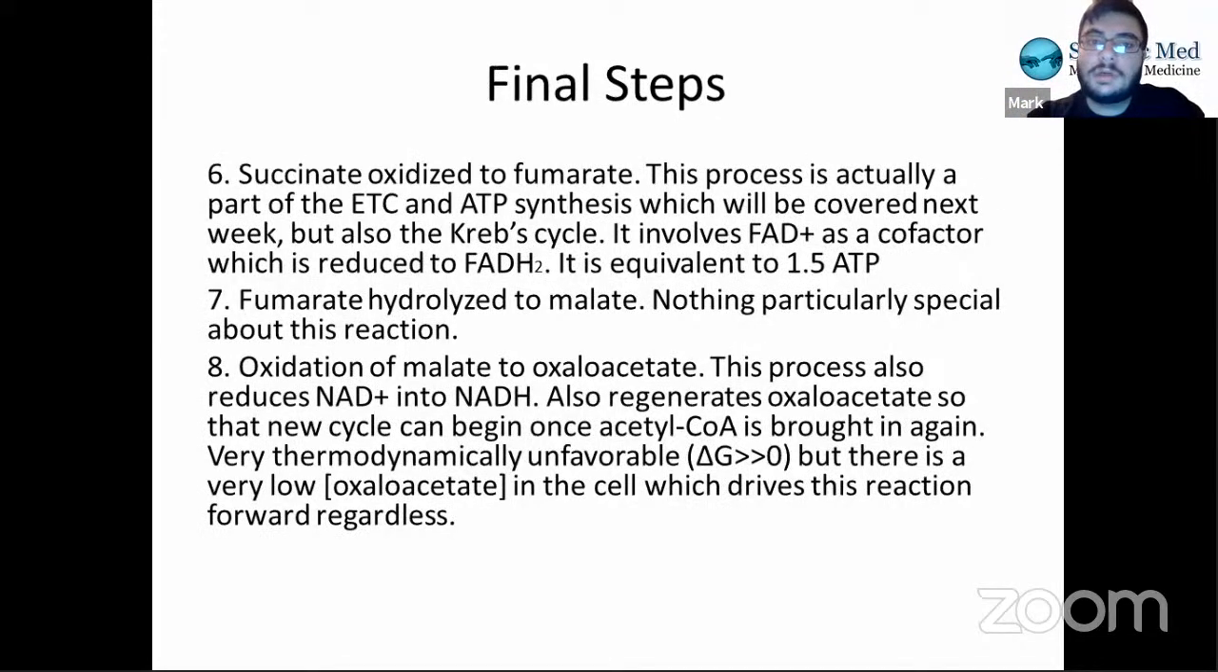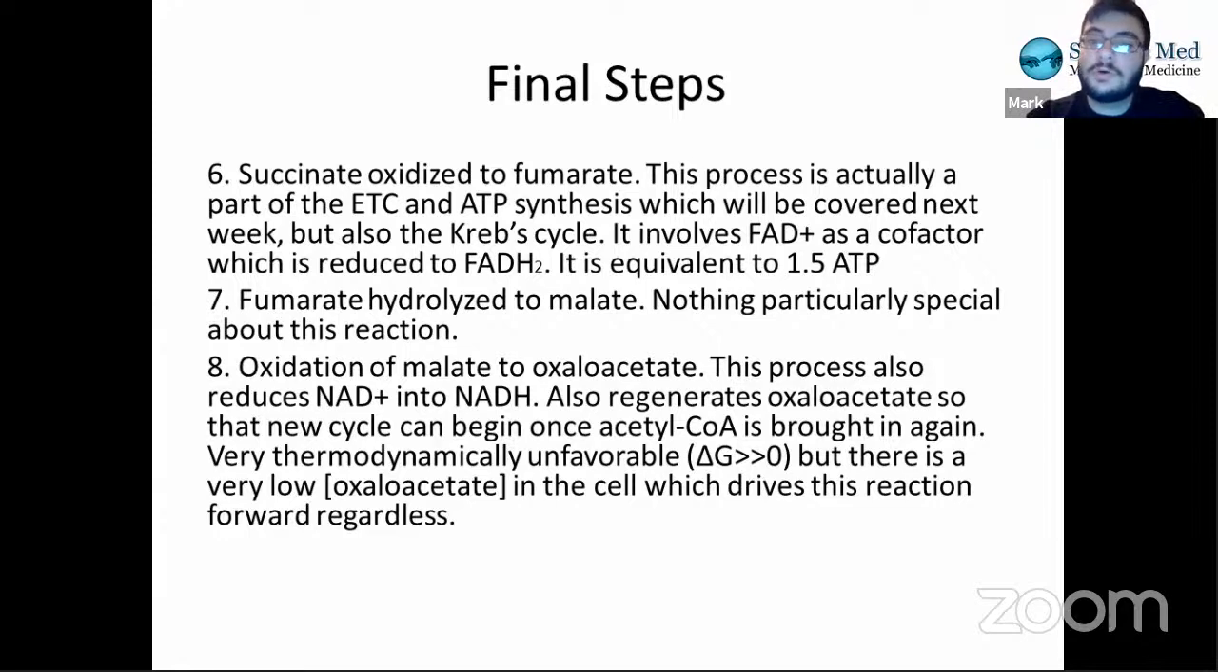Okay, and then the final steps. Succinate is oxidized to fumarate. This process is actually part of the electron transport chain and ATP synthesis, which will be covered next week, like I mentioned, but it's also part of the Krebs cycle. So what that means is the enzyme that converts succinate to fumarate is inside the membrane of the mitochondria. Remember, this happens in mitochondria. It's actually embedded in the membrane of mitochondria, and that's why it is both in the electron transport chain, which happens at the membrane of the mitochondria, so it's partially in, partially out, and it's also part of this Krebs cycle.